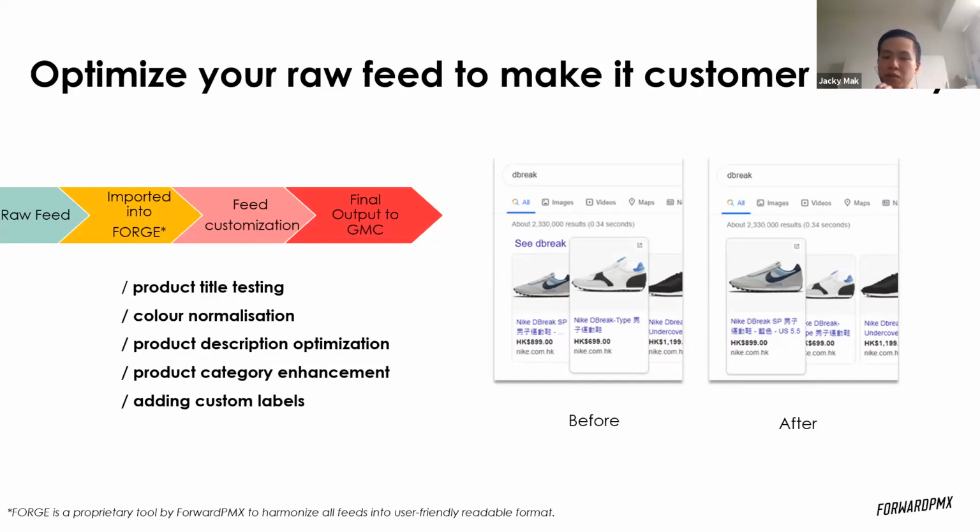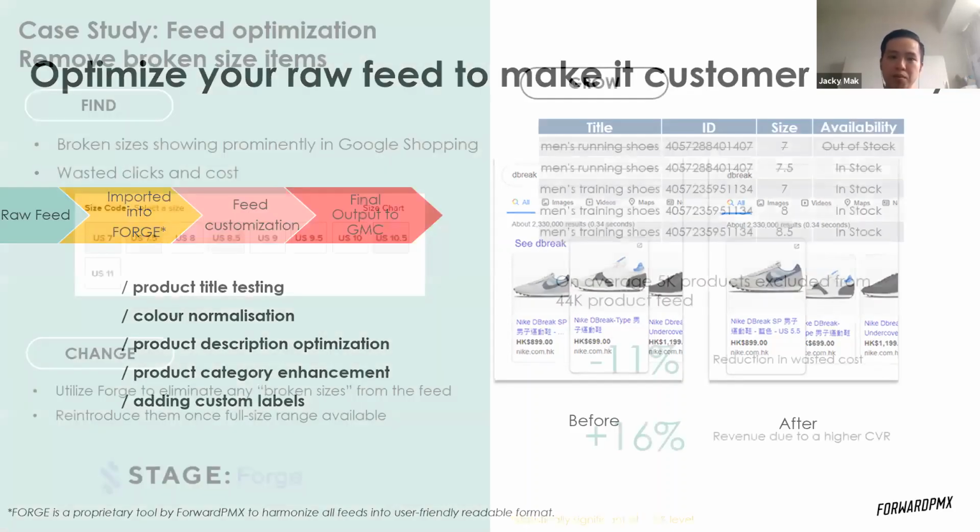Here is one of the examples that we have done to make the product much more appealing. On the left-hand side, before any feed optimization, you may just show the brand name and the product name, and that this is a male shoe. But you can add the color or size to the product title as well, so the user will find it much more appealing. So this is one use case, and I'm going to share another example with you, which can empower your shopping campaign performance.